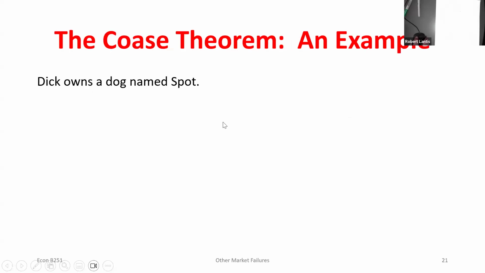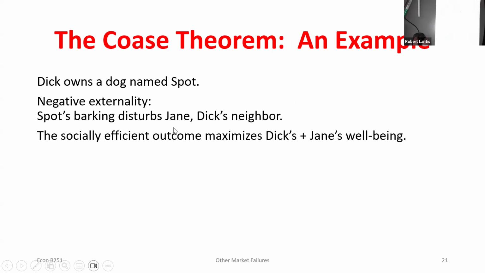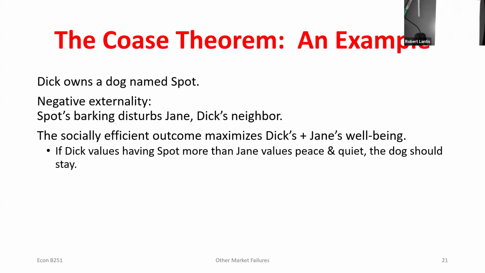So I've got a basic toy example that we'll work through. I might give you another one to think about afterwards, but this is the old book example, right? So Dick owns this dog named Spot. The negative externality is that the dog barks and the neighbor Jane hates it, right? So the socially efficient outcome will always be, in this simple 2-person society, where total surplus of the 2 individuals is maximized. Okay. So if Dick values having the dog more than Jane values her peace and quiet, the dog should stay, whether or not Jane has the ultimate final decision or if Dick has the final decision.